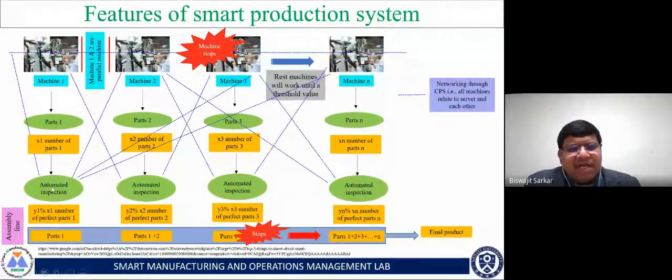What is this automated inspection? Everything is done by the machine, and the system is set. Suppose 95% perfect means that the product is totally perfect, so the remaining 5% is ignored. So there is a problem for smart production. What is the problem? Now we come to the benefit and the problem. The benefit is that if you consider 95% product is assured, then for all the products produced, you can assure the products are perfect.